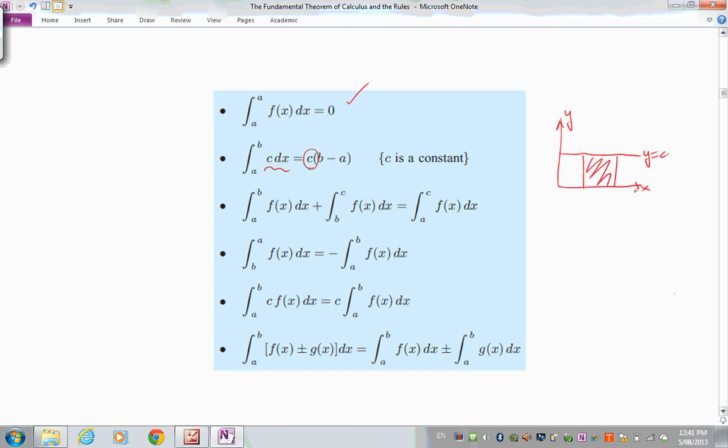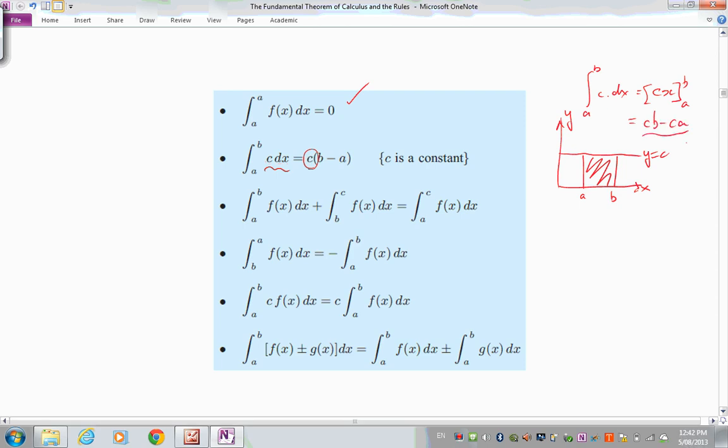Well, can you see that is going to be c of b take c of a, or c of b take a. If you like to find the antiderivative of c, because that's what we're trying to do, what function when differentiated gives c? It's cx. And if we did that from a to b, it's cb minus ca. So we can work through it in that way.